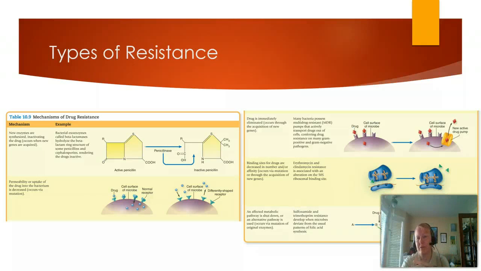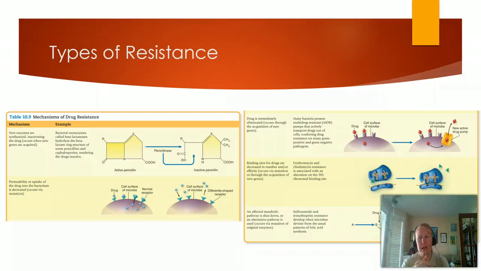So how do bugs resist the drugs? There are about 5 different methods. The first one is that they prevent the drug from actually doing anything by metabolizing it. They just break it down and make it harmless. So that's the first one, and it's kind of an easy way to think about that. They just have an enzyme that makes it useless.